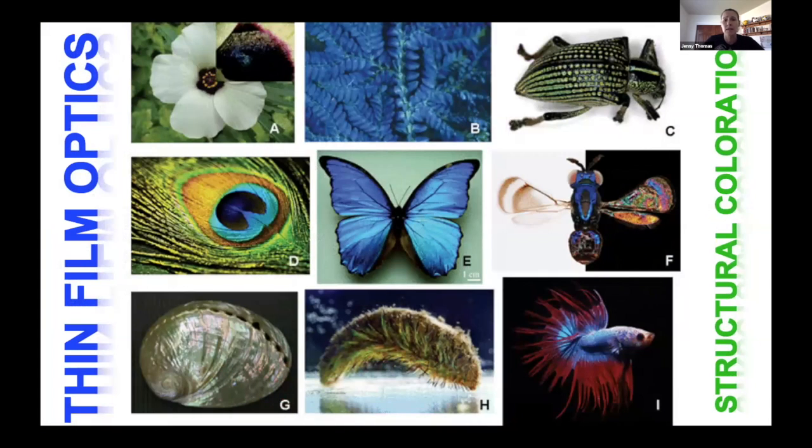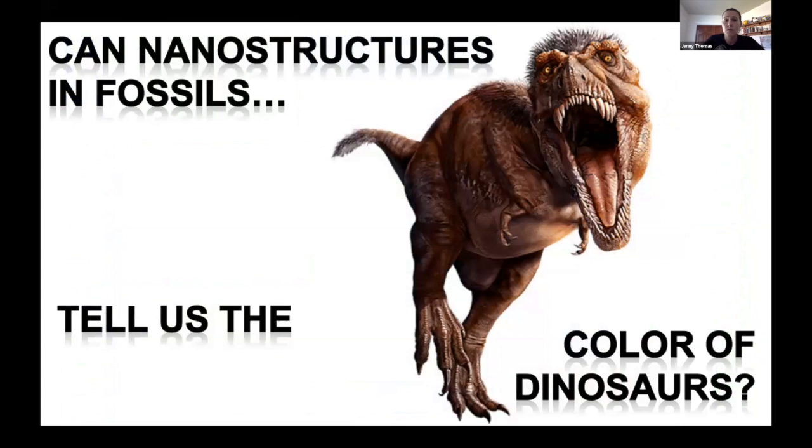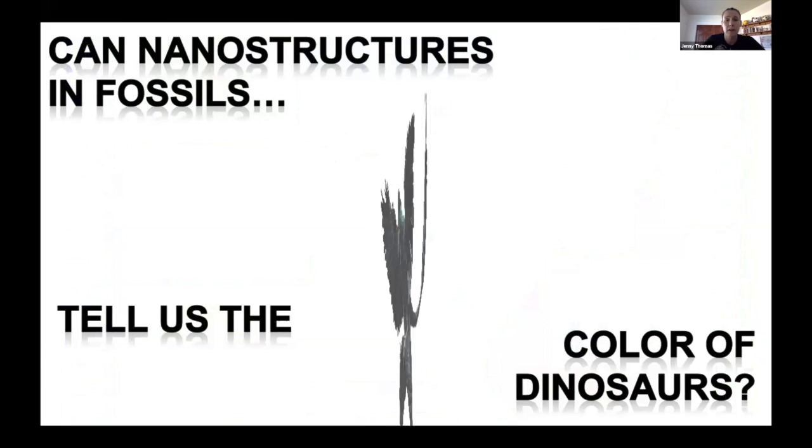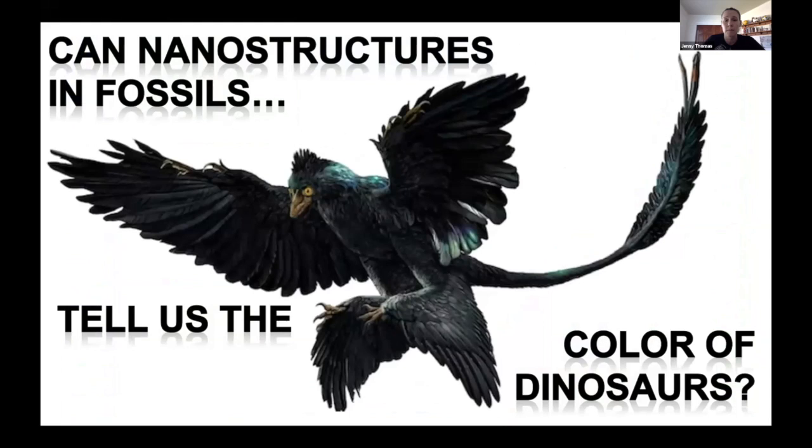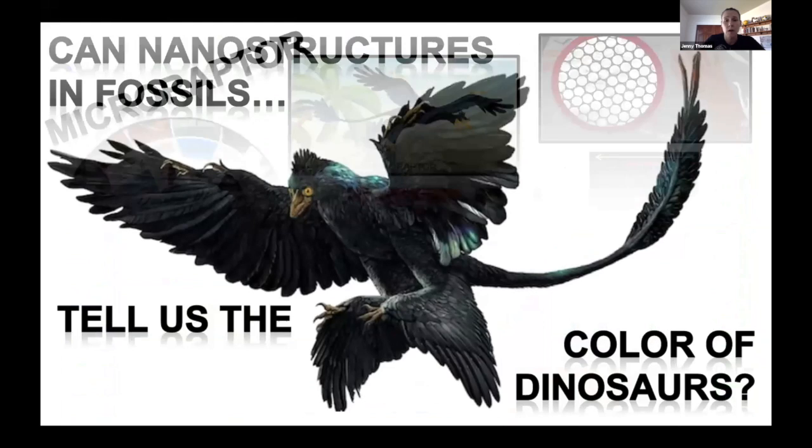And of course, this ties in with nature, thin film optics and structural coloration, which there are lots and lots of examples in nature of how the structure at a nano level affects the coloration. And I found this really interesting as well. Can nanostructures in fossils tell us the color of dinosaurs, even though dinosaurs are extinct? And I found an example of information about this on TED-Ed.